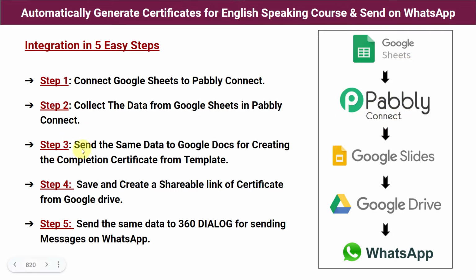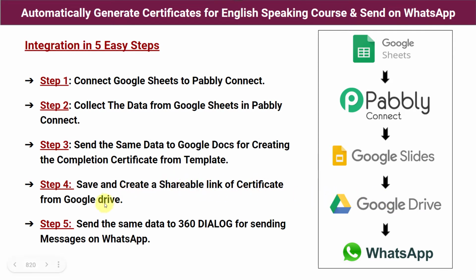Step 3 is send the same data to Google Docs for creating the completion certificate from template. So after this, we are going to fetch the data from Pabbly Connect to Google Slides to create a certificate from a template. Alright, step 4 is save and create a shareable link of certificate from Google Drive. So after generating the certificate, we are going to save here in Google Drive and we are going to give the access of that certificate to students by creating a shareable link.